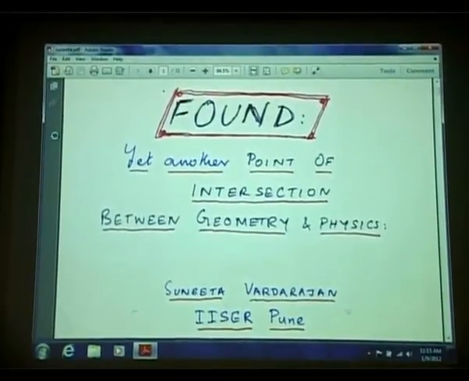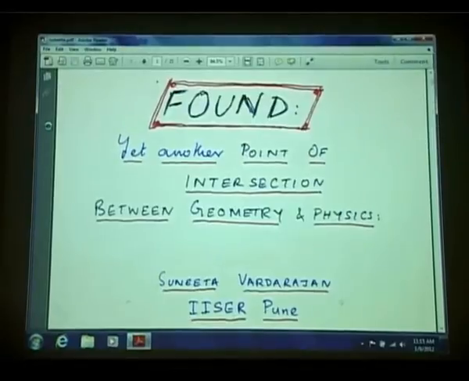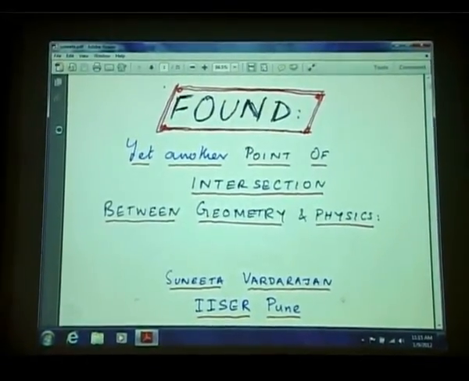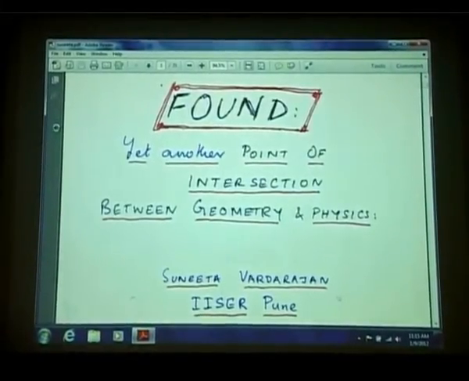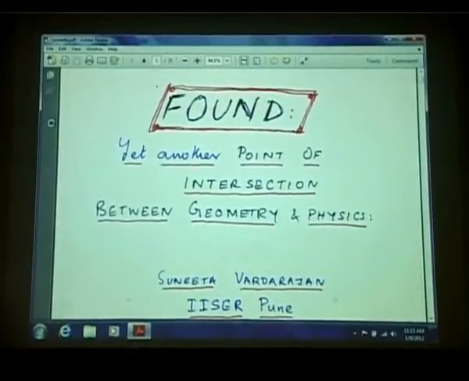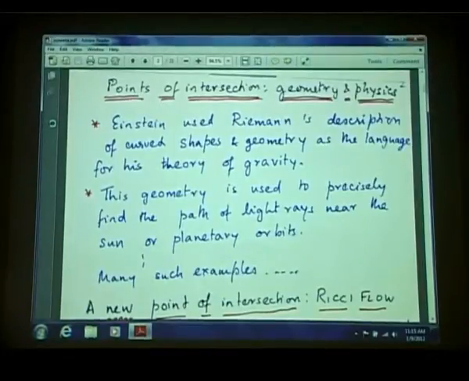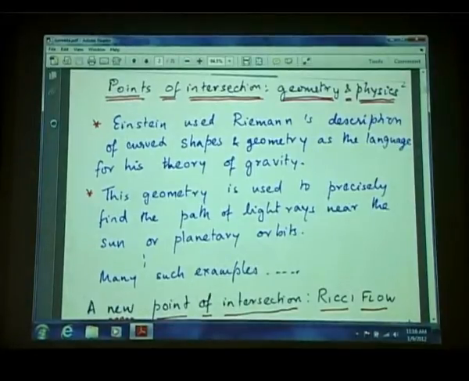The first speaker of this conference said at some point that physics and mathematics are close friends. I rather like that, and most of my talk is going to be about a point of intersection between geometry and physics. Geometry and physics have had several points of intersection, and the oldest is actually something which has to do with Einstein's theory of gravity.